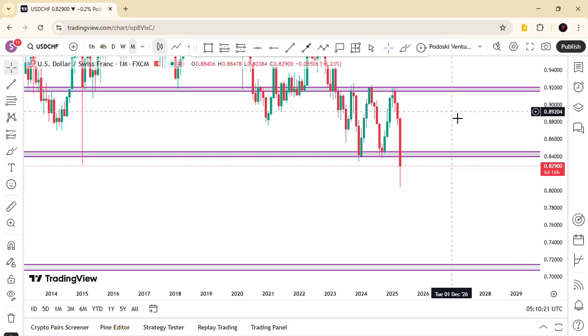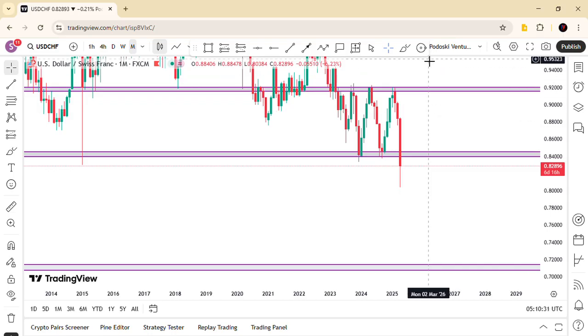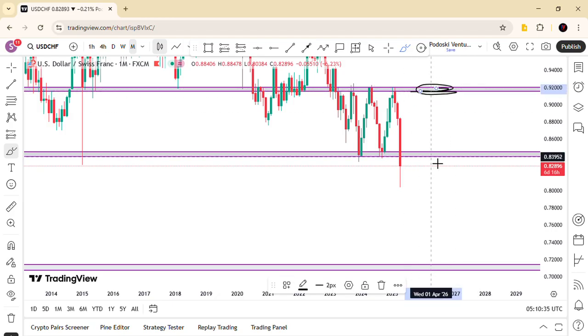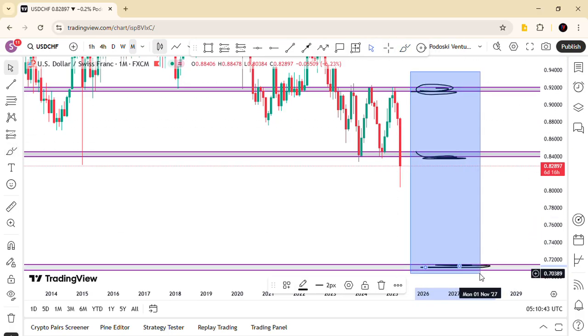The first pair on the list is USDCHF. On USDCHF, I have a monthly upper zone, a monthly midway zone, and a monthly lower zone.